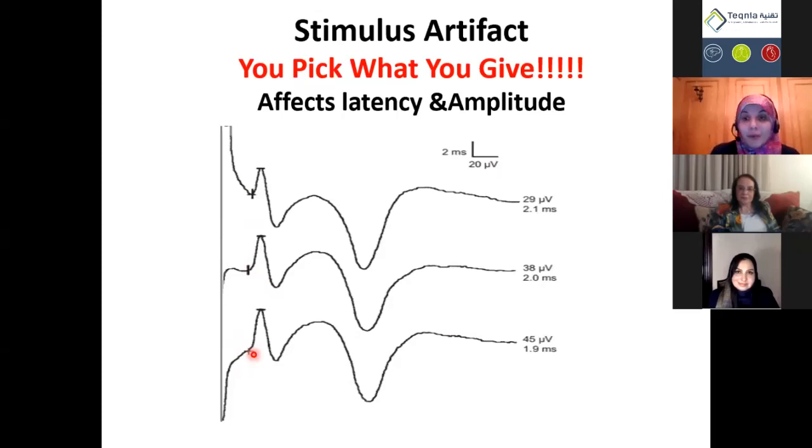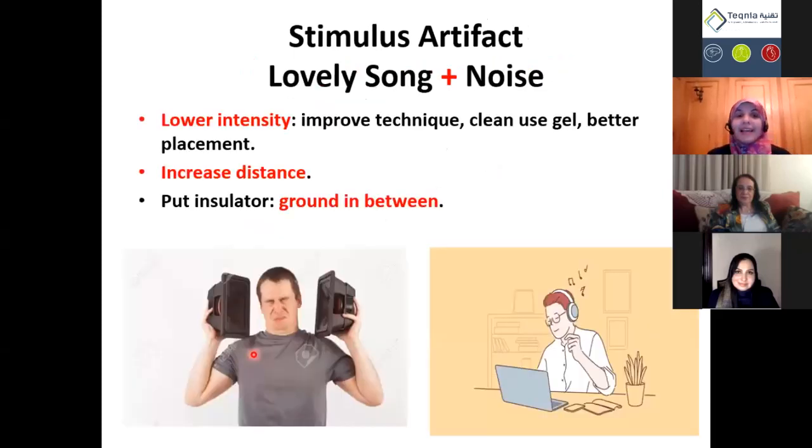How can we reduce the stimulus artifact? Well, let's think that the desired potential is a lovely song, and the stimulus artifact is the noise which overcomes this lovely song. When you hear a noise with a song, what do you do? You try to lower the noise. How do I lower the stimulus artifact? I improve the technique. I clean very well. I use gel. I secure the place of it. So I place it in the exact point, so I can use lower intensity.